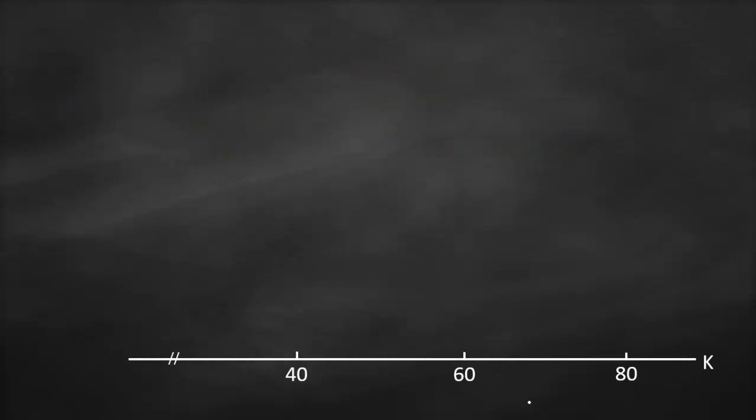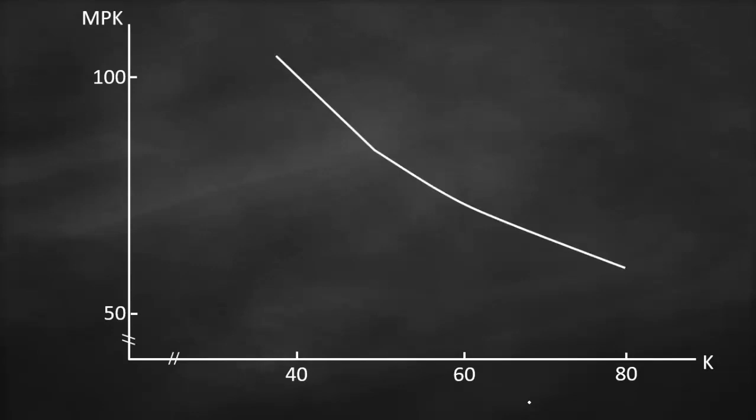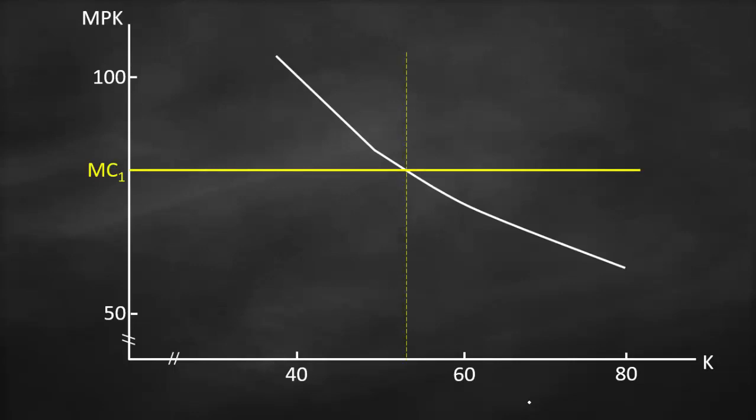So we'll draw here our x-axis, which is capital, our y-axis, which is marginal product of capital, MPK, and this will be our curve. Then we have our marginal cost, which will intersect with the curve. It will give us this point, which will be our capital. So we know that in this example, our marginal cost is 80. Therefore, our capital that will maximize our profit will be 53.44, which we calculated.